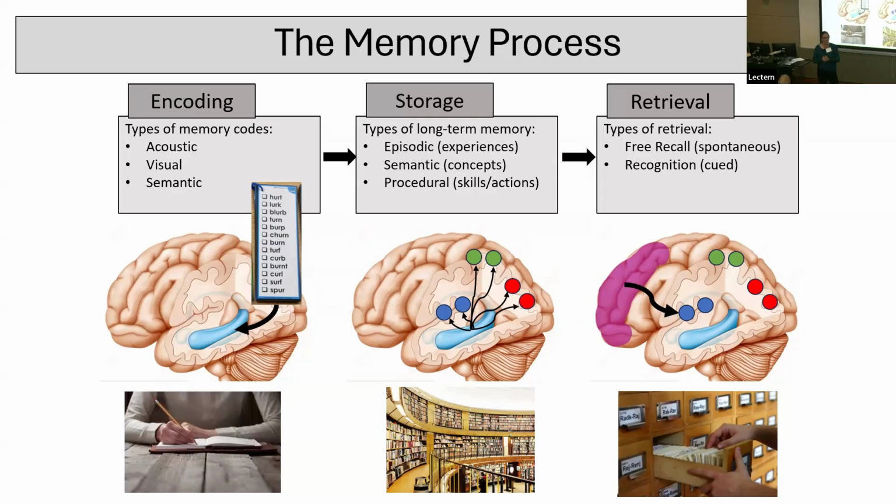At the end though, we then do a recognition trial. So we ask them, was this word on the list, yes or no? Was this word on the list, yes or no? And those two different types of retrieval, or outcomes of retrieval, are really important in figuring out where in the brain this is.